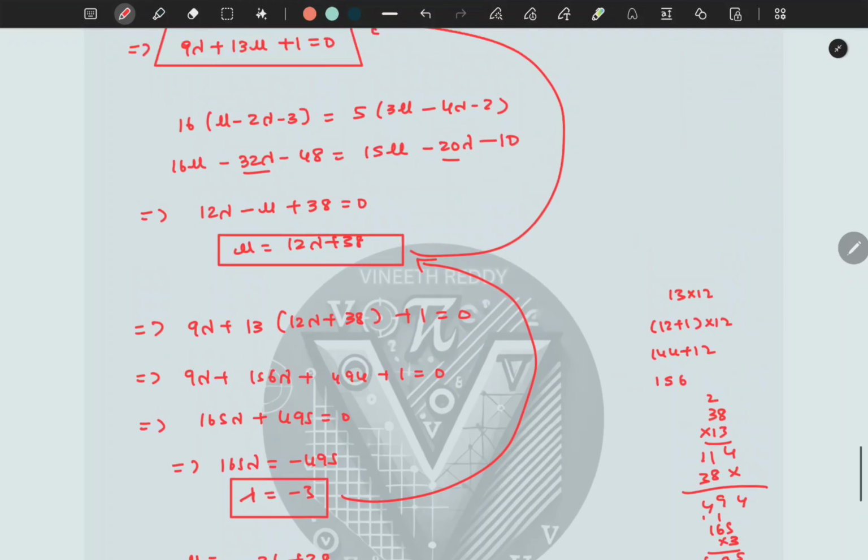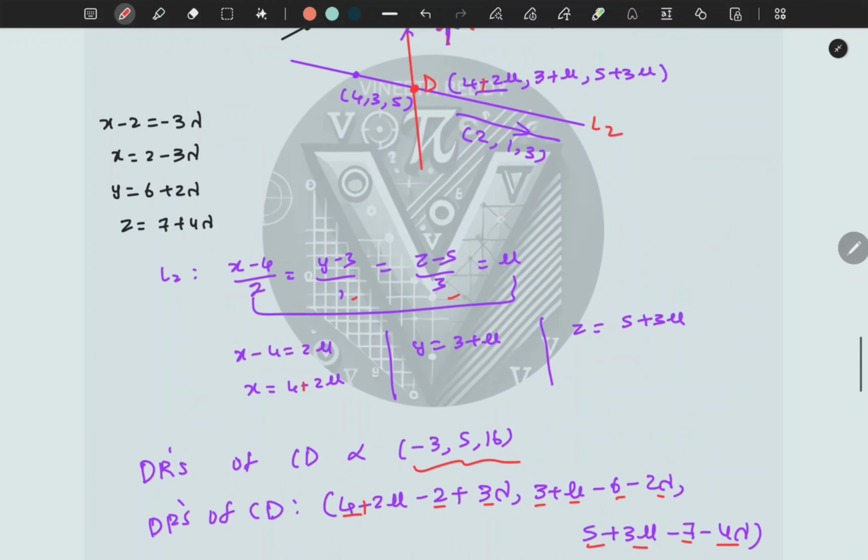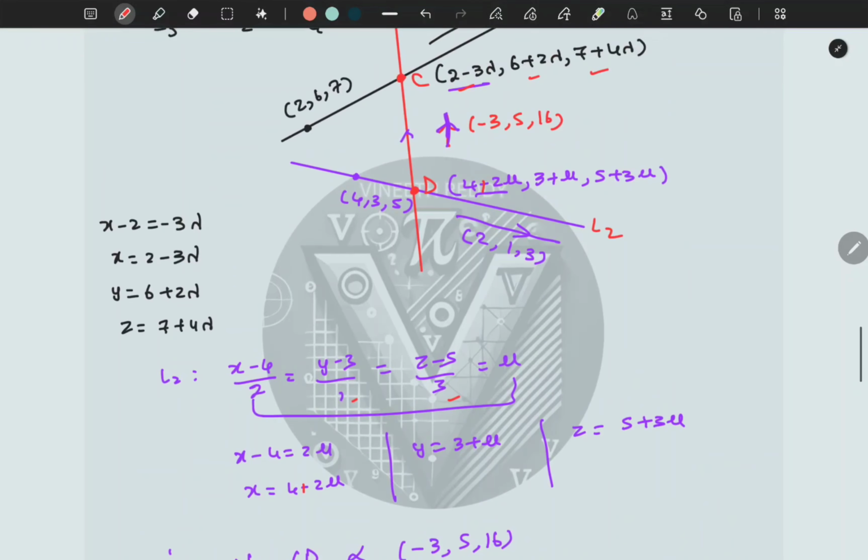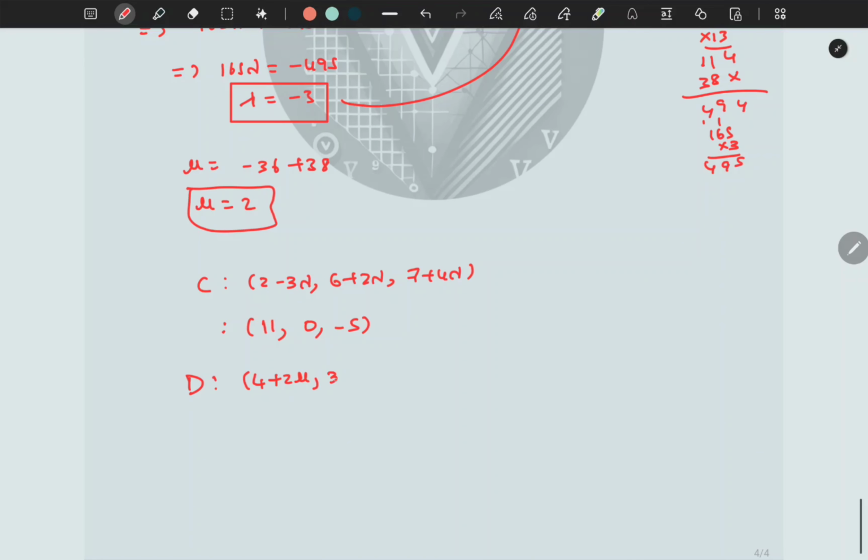Now point D is 4 plus 2 mu, comma, 3 plus mu, 5 plus 3 mu. Let me write it down. So what do we get? Mu is 2. So 2 into 2 is 4. 4 plus 4 is 8. 3 plus 2 is 5. 5 plus 6 is 11.